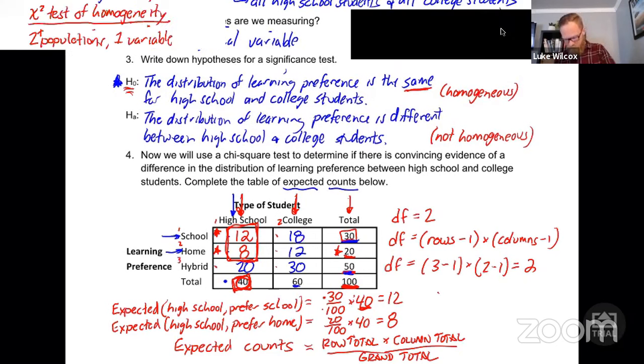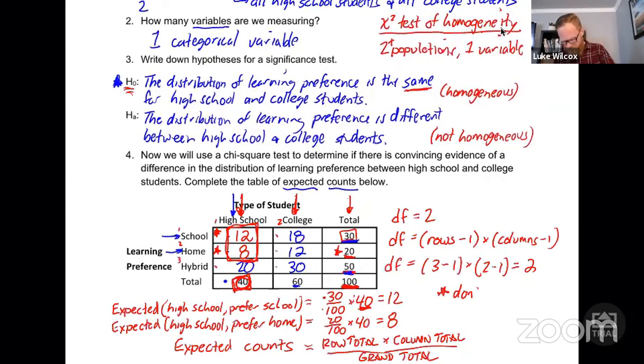So I do want to just make a quick note here. Don't use the total row or total column, right? When you're counting the number of rows and the number of columns, you don't want to include those totals.